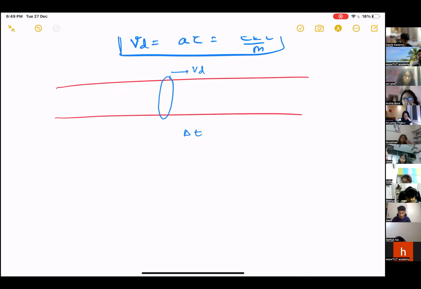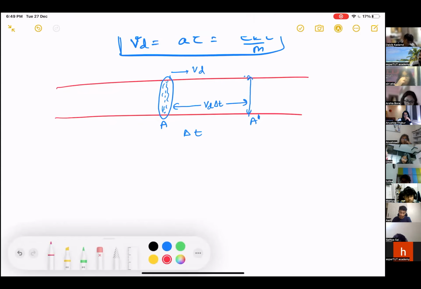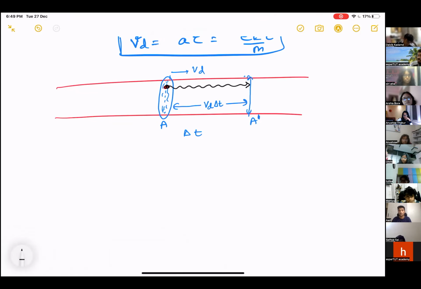If you wait a time delta t, all the electrons which are here will reach a distance such that electrons at A will reach A dash, where this distance is Vd into delta t. Any electron which is here will reach here, such that this distance is Vd delta t. All these curvy lines have a length of Vd delta t.